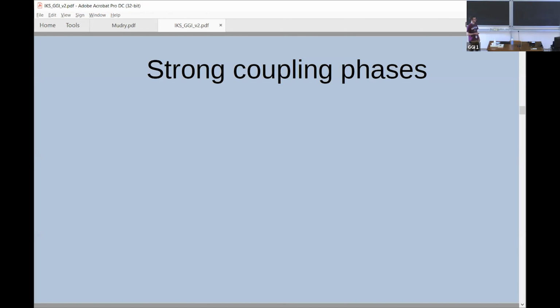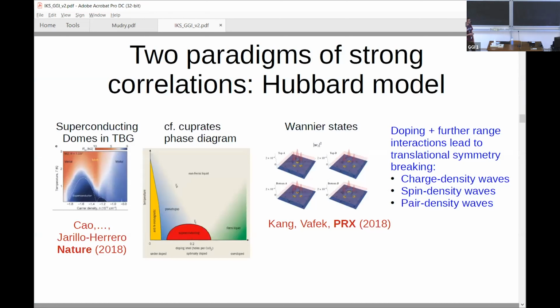So this takes me to the next subject, which is strong coupling phases. So as promised, I'm going to first of all completely throw out the kinetic term and just look at what the ground state of this interacting Hamiltonian is. And before I dive into showing you what happens for twisted bilayer graphene, let me just give you a little bit of intuition for what we might expect to happen. In particular, we have two standard paradigms of strongly correlated physics, the Hubbard model and the quantum Hall effect. And both of these are relevant to the physics of twisted bilayer graphene.